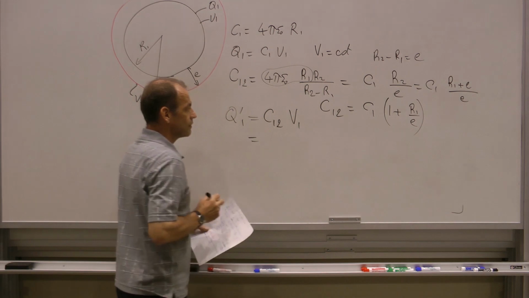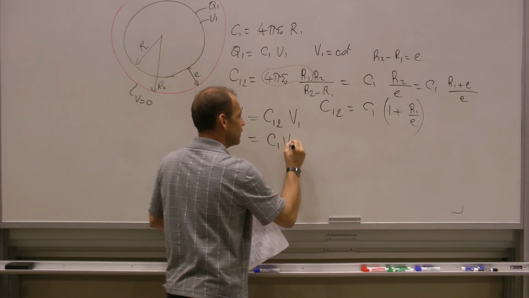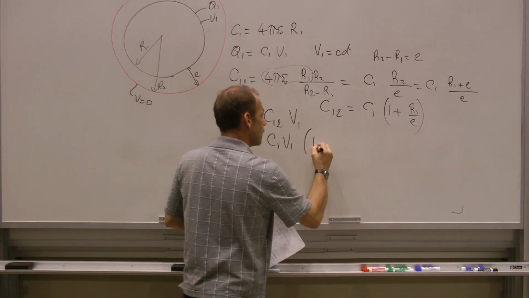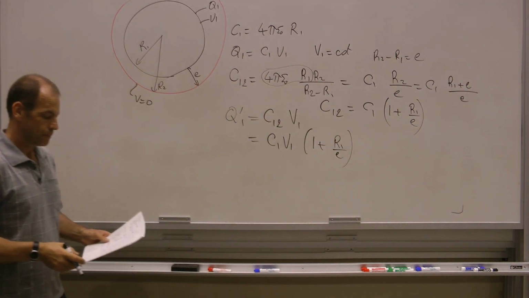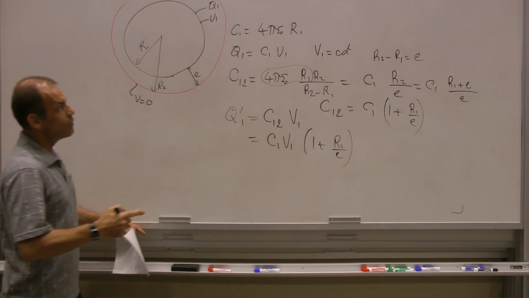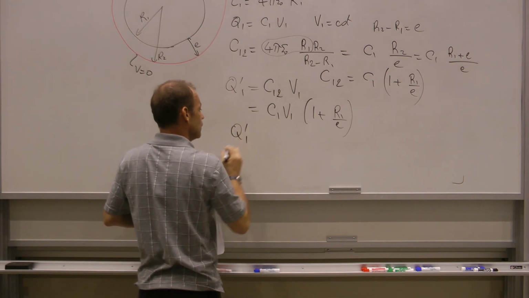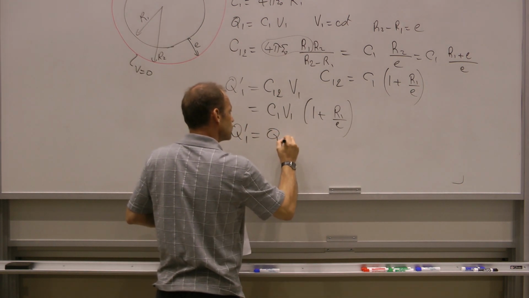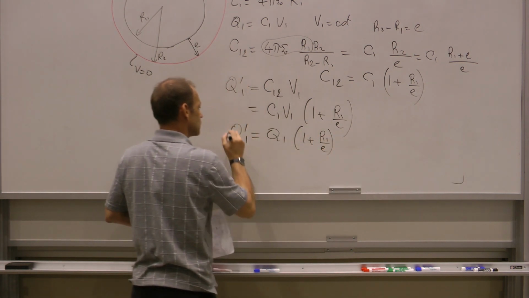So what is C12? Well, it's C1, so I'm going to have C1 V1, and then 1 plus R1 over E. But what is C1 V1? Well, that was my original charge. So I'm showing that the new charge is going to be the original charge Q1, 1 plus R1 over E.